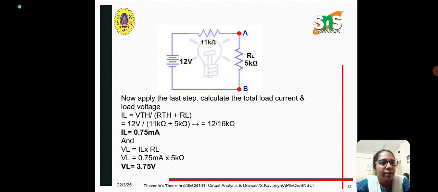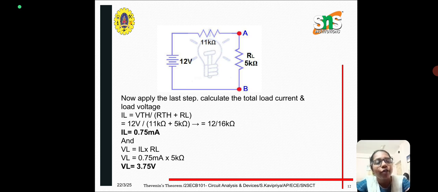So the first thing is that we have to calculate the VTH, and the second step is to calculate the RTH. For calculating the VTH we have to remove the load resistor. For calculating the RTH, we have to remove the load resistor and short circuit the voltage source or open circuit the current source. After calculating the VTH and RTH, we have to draw the Thevenin's equivalent circuit, which consists of the VTH, RTH and RL.